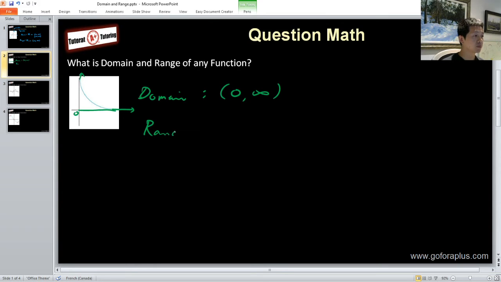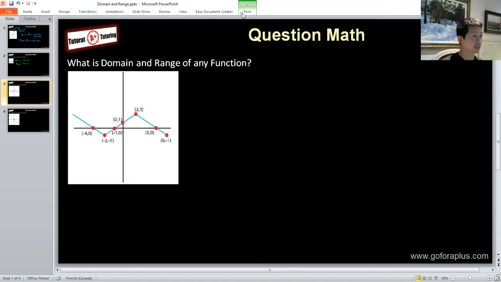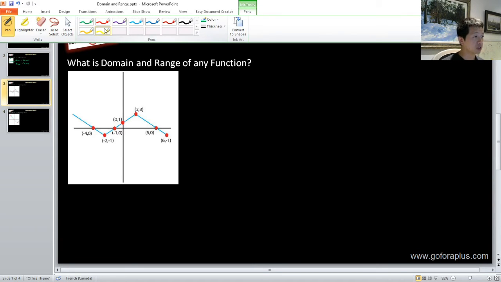How about the range? Same thing. It never touches the horizontal x-axis. That means the y value never touches 0, and it goes up to infinity. So it's actually the same thing again. If we look at the next example, it will be much more obvious for you guys.